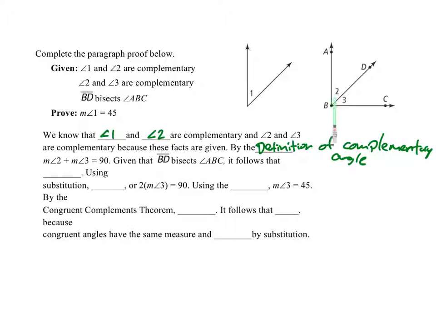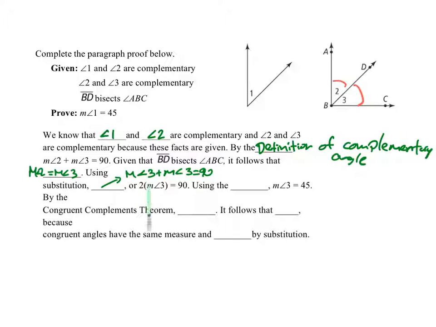If this is the bisector, that means that this angle is congruent to that one. So it's splitting the angle in half. That means that the measure of angle 2 equals the measure of angle 3, right? So using substitution, I have that the measure of angle 3 plus the measure of angle 3 equals 90, because I can substitute angle 3 for angle 2 in this equation, or that 2 times the measure of angle 3 equals 90.